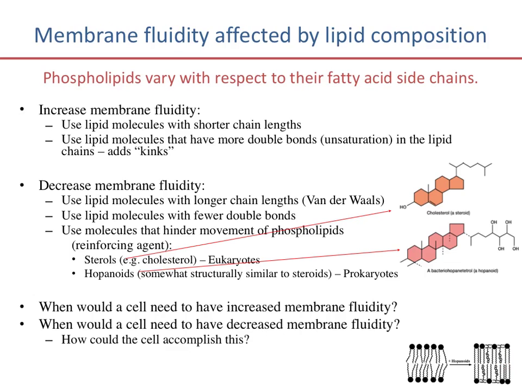However, if you put that same cell in a very cold environment, think about what happens when you put butter in the fridge. It makes it really hard to spread. So if you have a cell that lives in a really cold environment, you're going to want to have a membrane that is very fluid, that still allows the proteins to move around. It isn't going to be frozen rock hard.